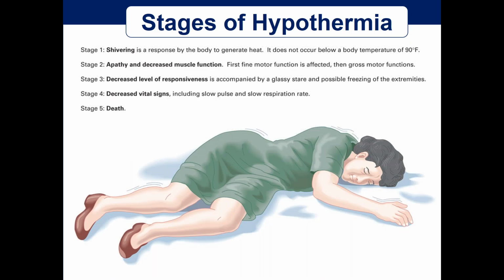There's 5 stages to hypothermia. The last one's death. First stage is the body is shivering. That's your normal response to being too cold. Your body is using friction of the cells shivering and the muscles constantly contracting to actually physically generate heat. But once the body temperature has gotten below 90 degrees Fahrenheit, shivering no longer is effective.